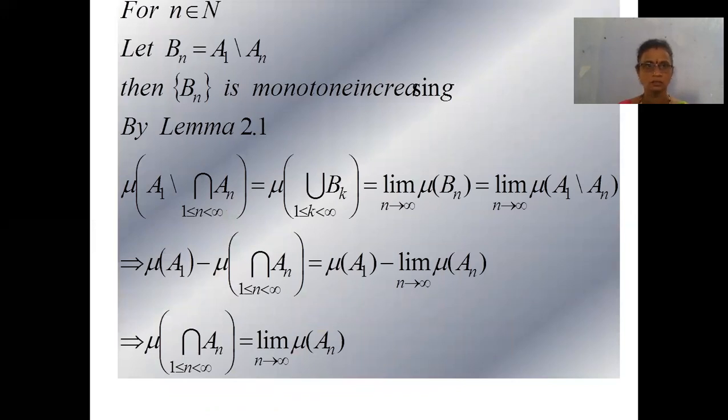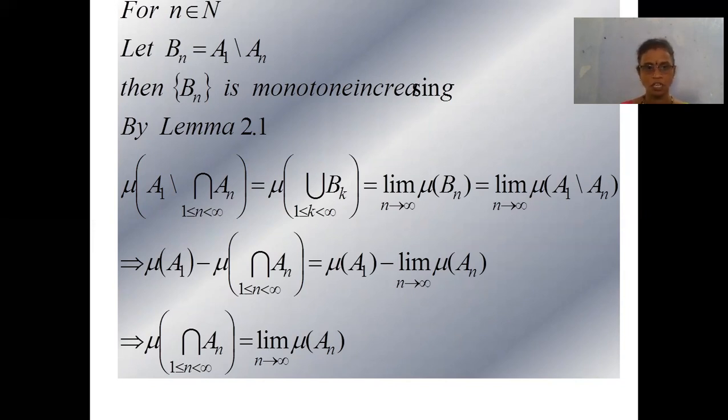For the proof, let B n equal to A1 difference A n. Then the set B n is monotone increasing. By the lemma, we have mu of A1 minus intersection over 1 less than or equal to n less than infinity A n, which is equal to mu of union over 1 less than or equal to k less than infinity B k, which is equal to limit as n tends to infinity mu of B n equal to limit as n tends to infinity mu of A1 minus A n.